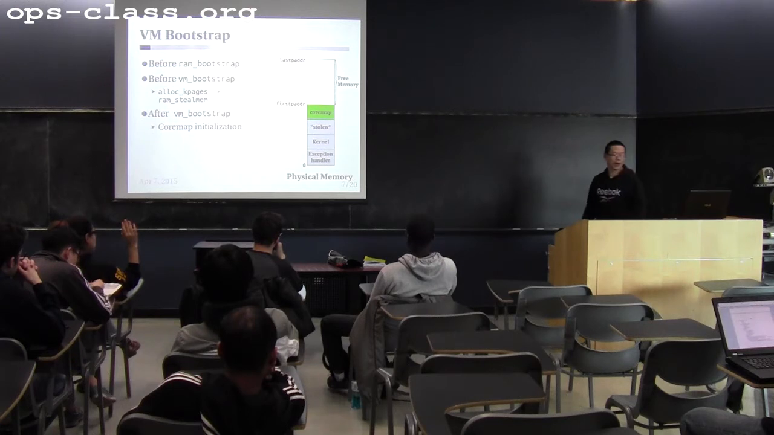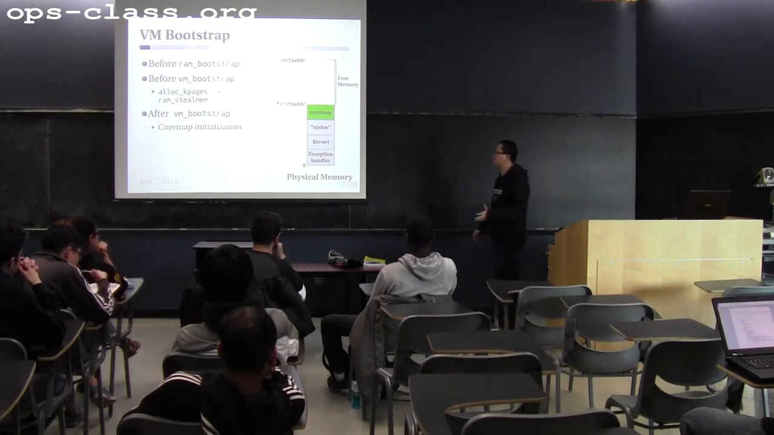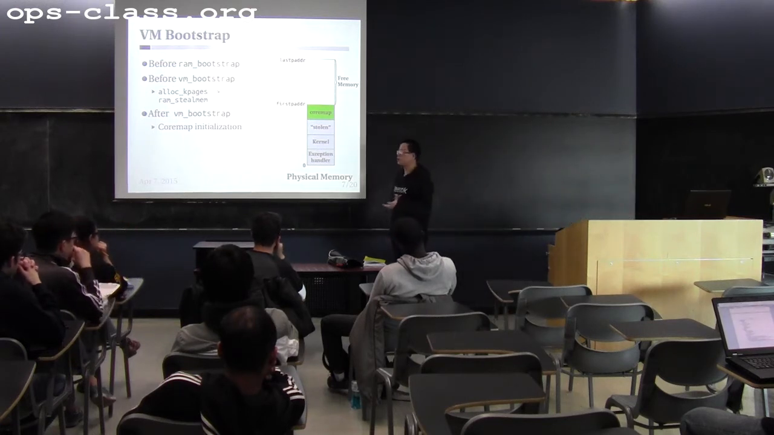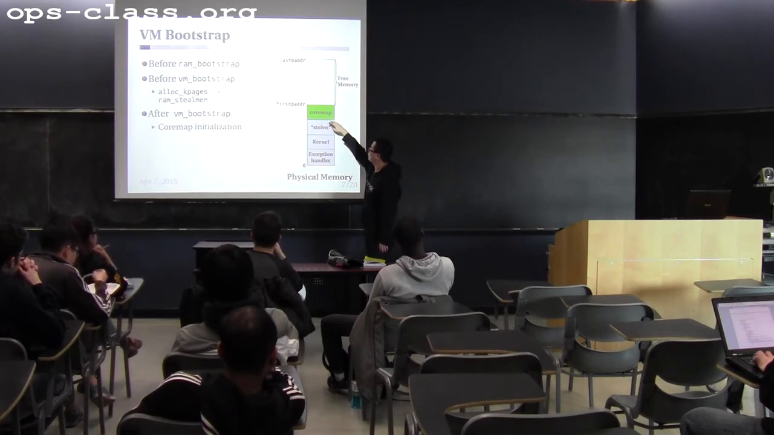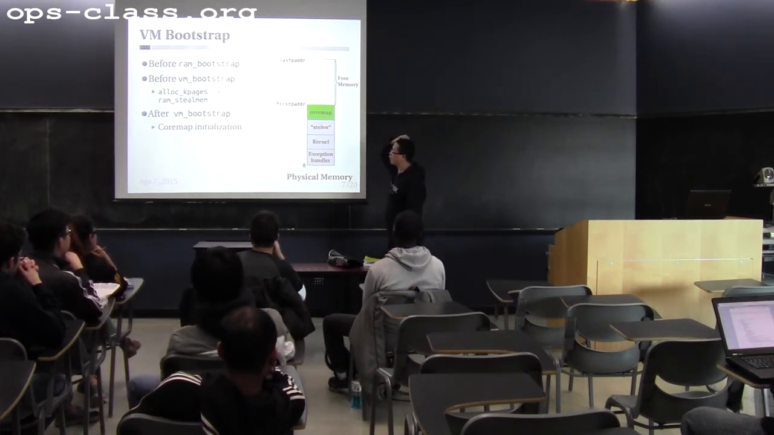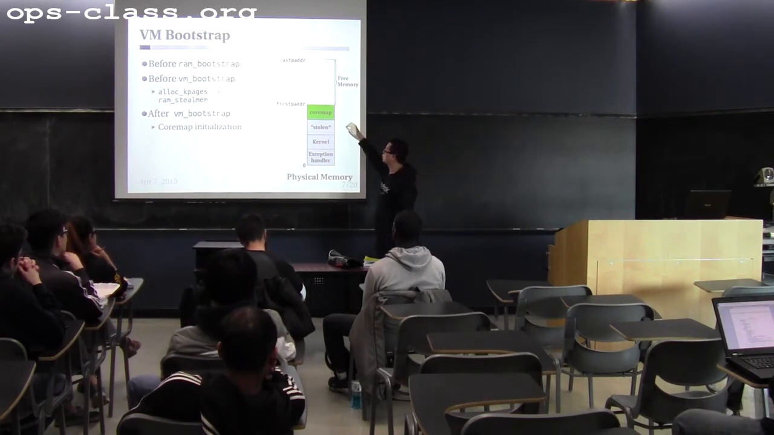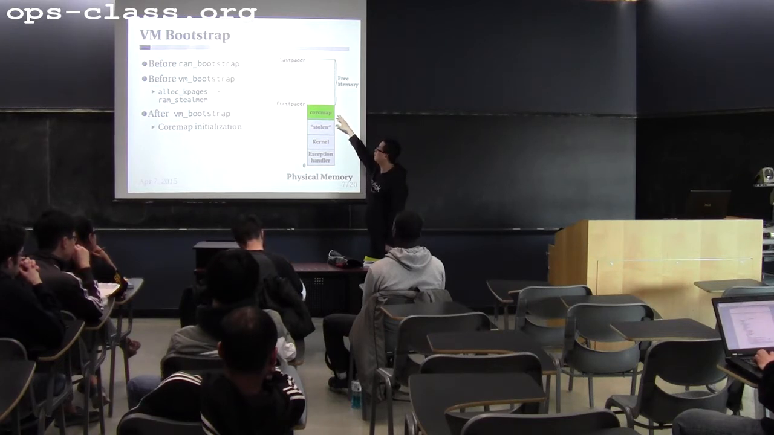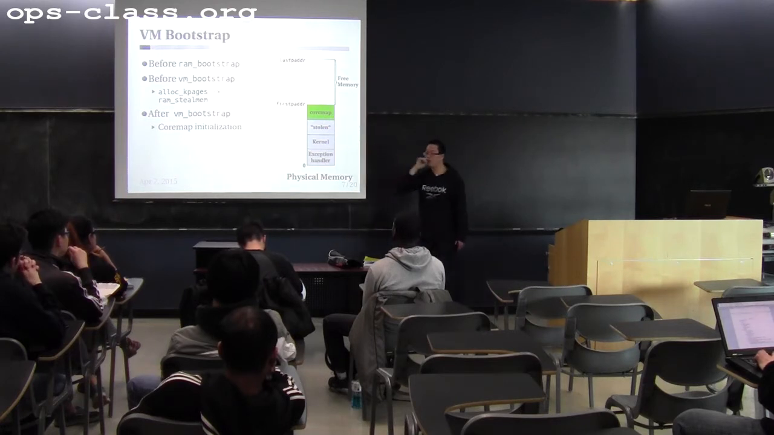So inside VM bootstrap, what you're supposed to do is allocate one extra data structure, which is called coremap, right after this stolen physical region. So when you allocate the coremap, this will be the last time you call ram_stealmem. You steal this amount of physical memory and then store your coremap there. And therefore from here is actually the real free memory after VM bootstrap.